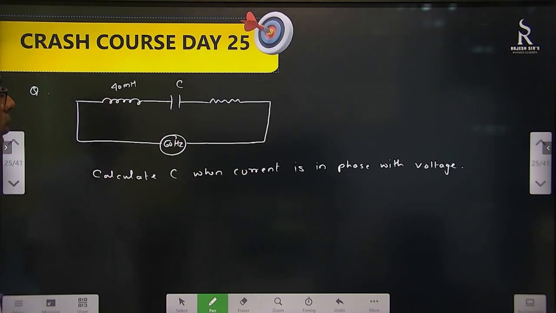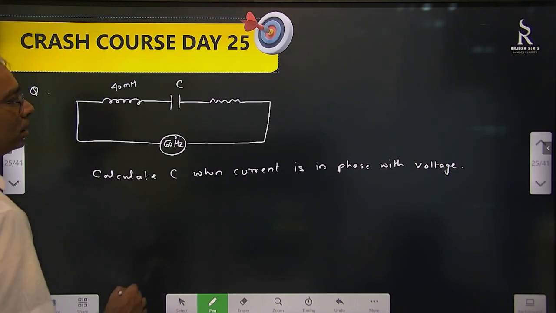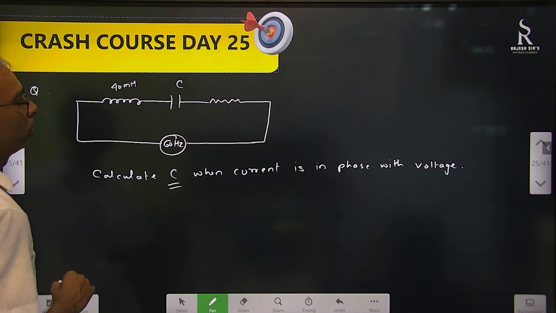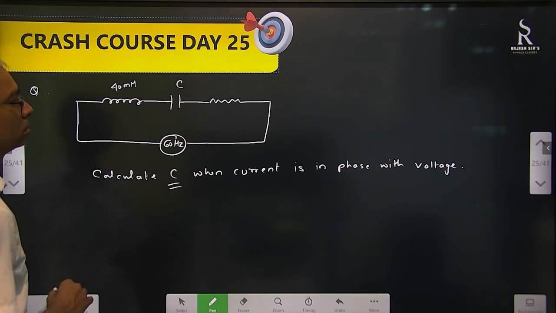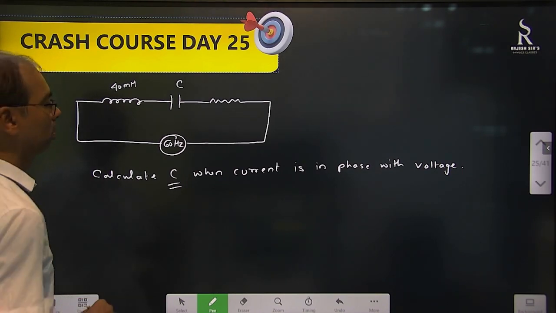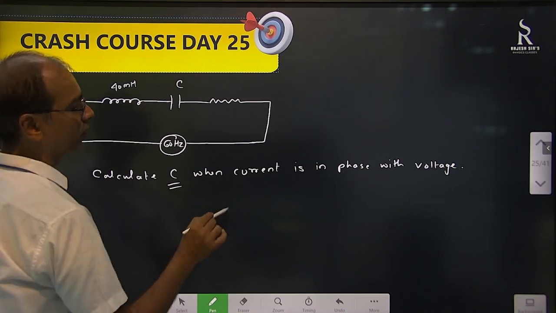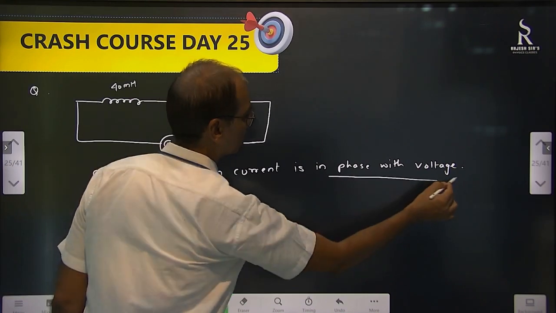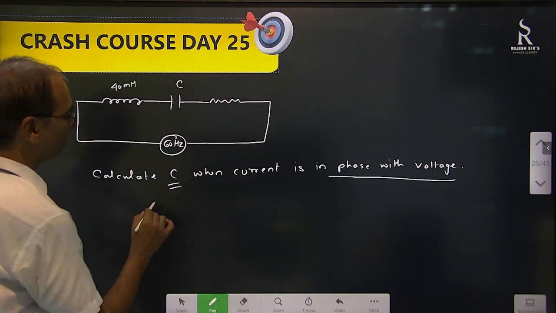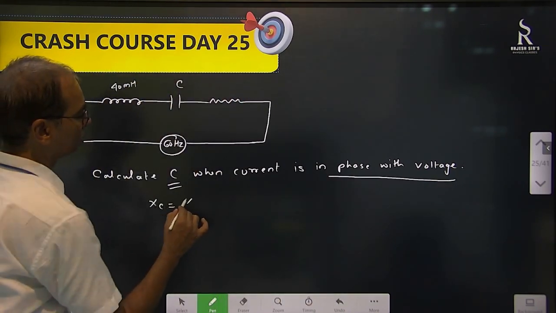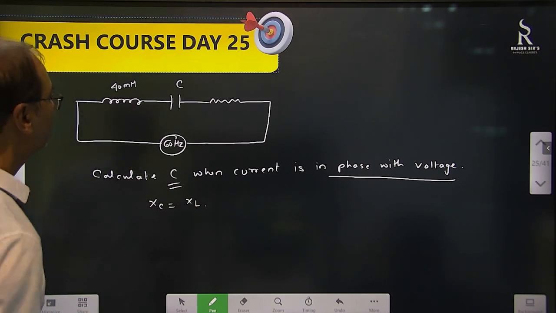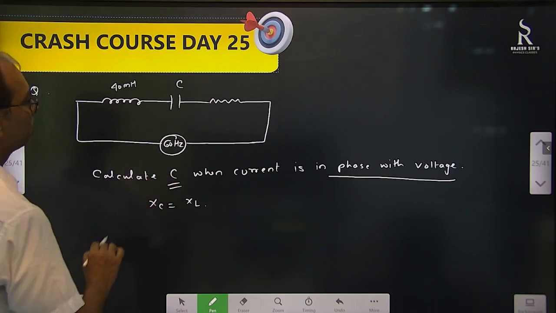Fine. Let's see what the question is based on resonance now. Calculate C when current is in phase with voltage. Easy question, right? He's talking about resonance. They are in the same phase. Resonance means XC equal to XL. Frequency is also given to us.